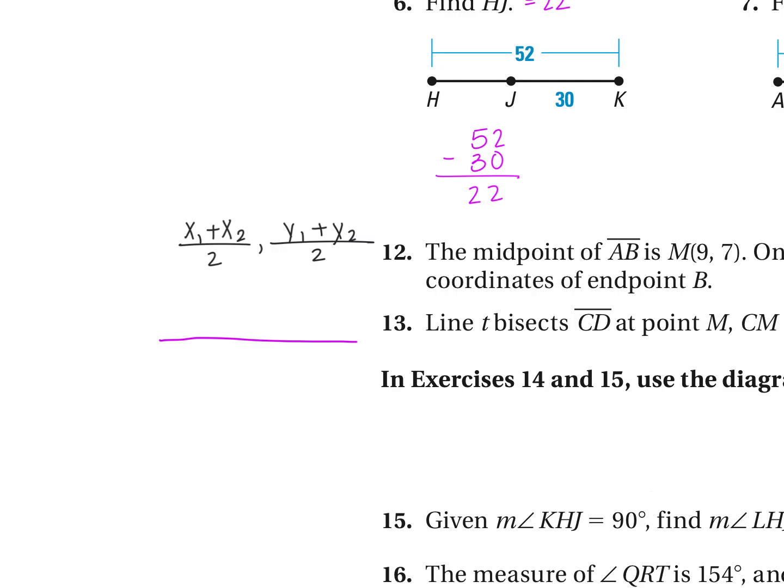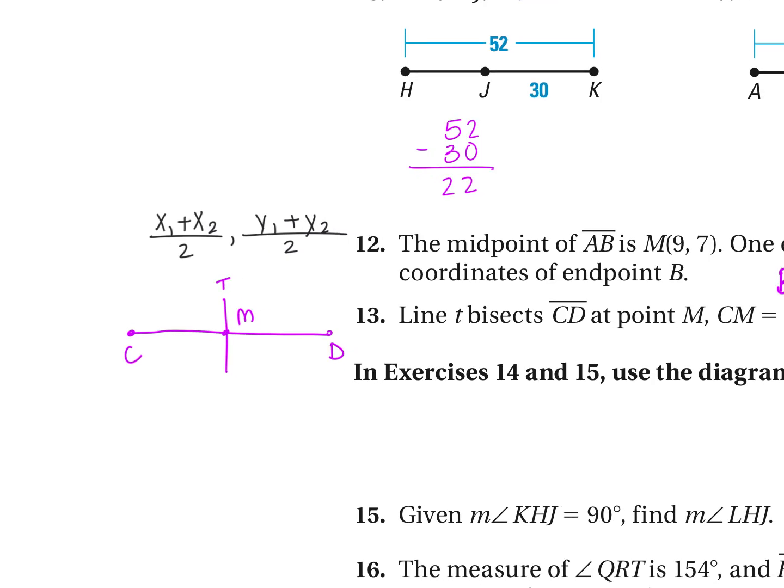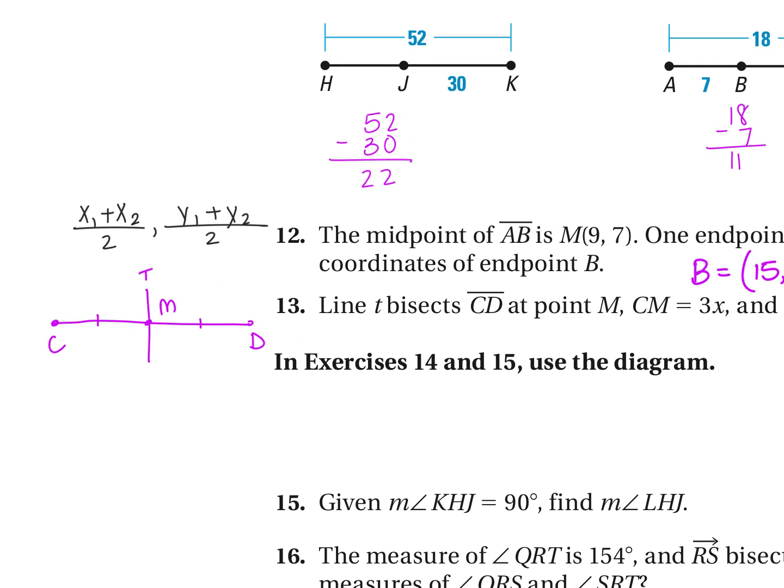Okay, here's C, or you know what? Take that back. It's segment. Here's C, here's D. T bisects it at point M. This is line T. So if it's bisecting, what does bisect mean? Good. It cuts it in half evenly. So this is congruent to this.